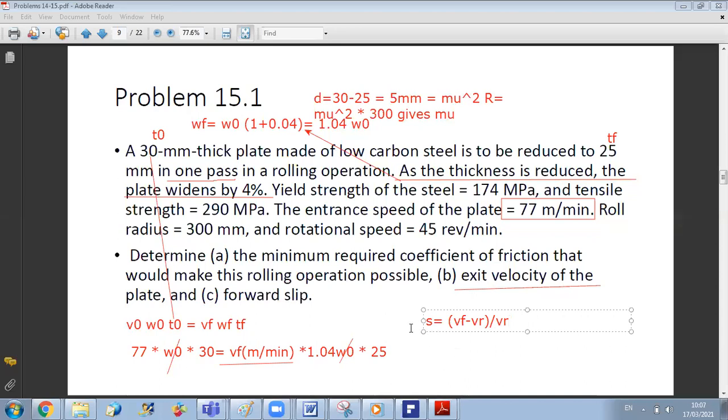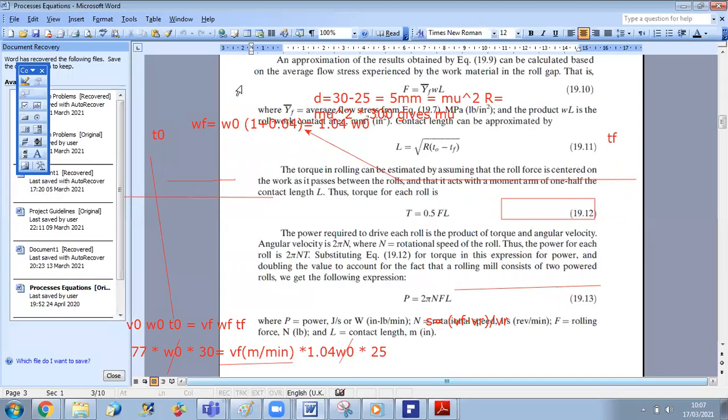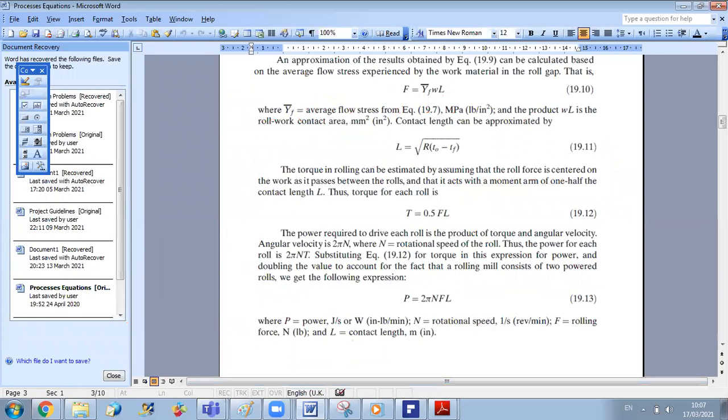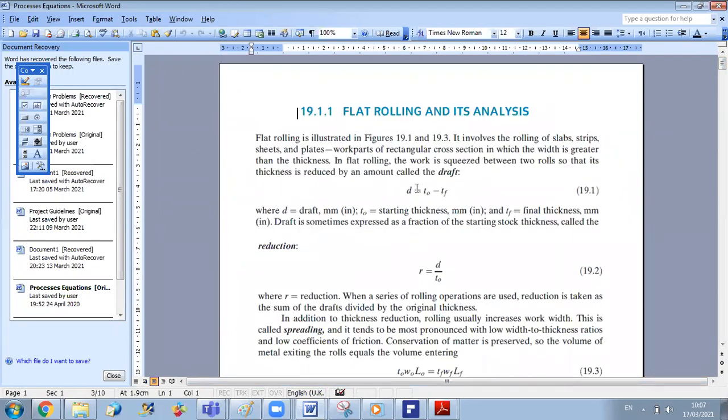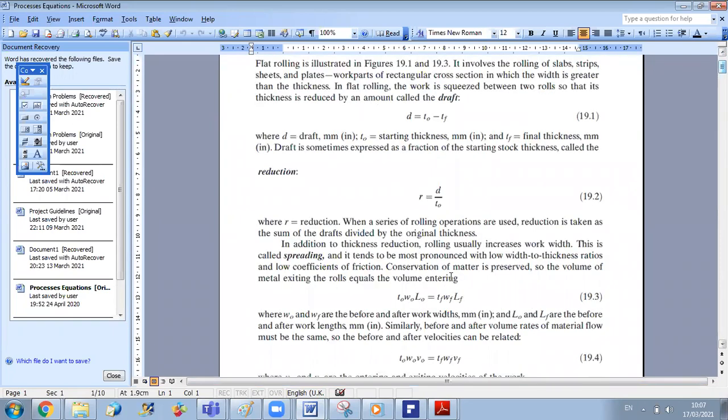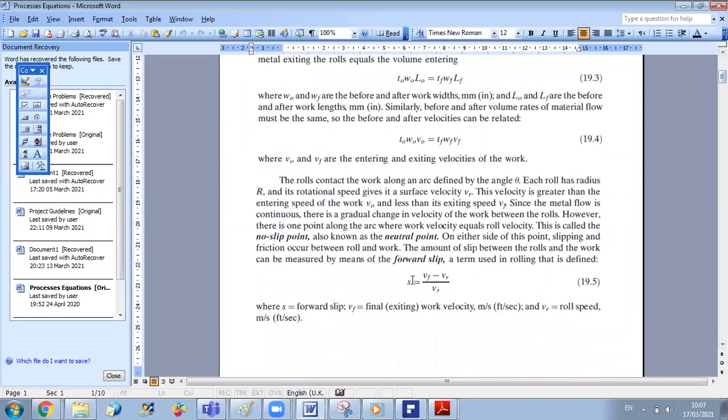To remind you of these formulas, we have seen them together here in the course material. In the processes equation file, you have all equations starting from the definition in flat rolling, the draft, the reduction, the conservation of volumetric flow rate here. You have the forward slip ratio, it's a ratio, VF minus VR over VR. So you should make sure to have the same units for VF and VR, okay?